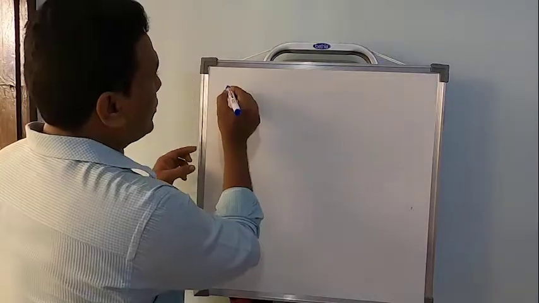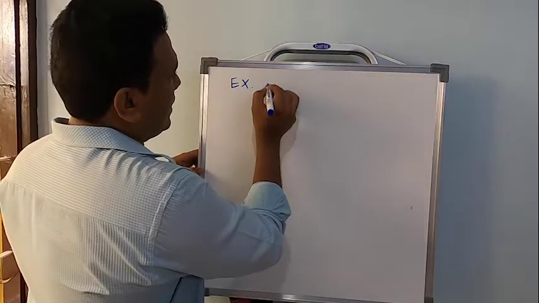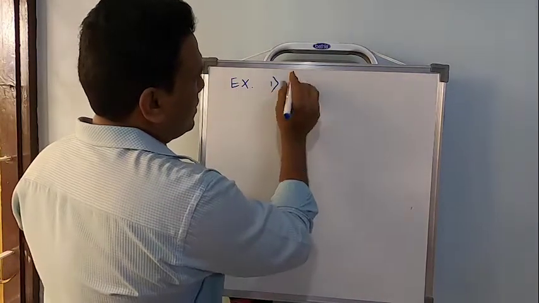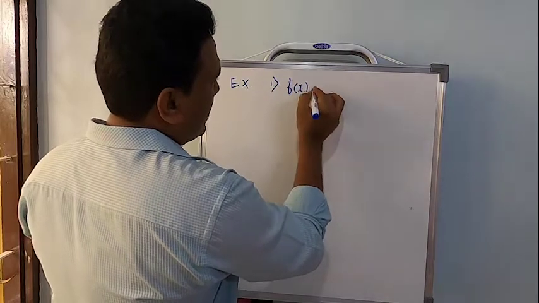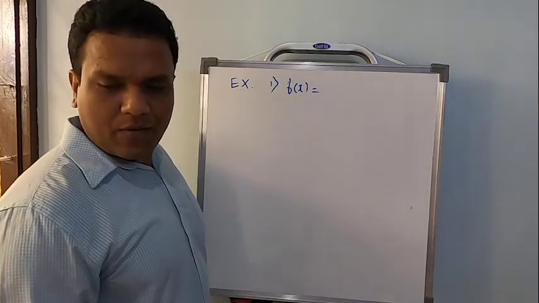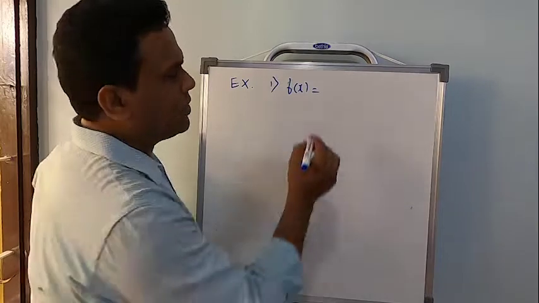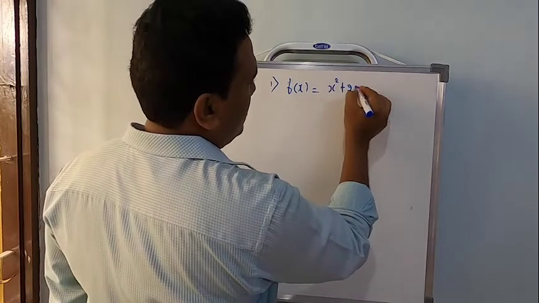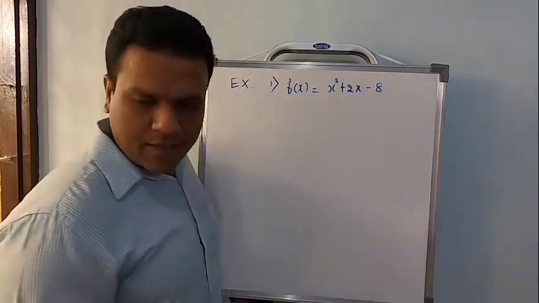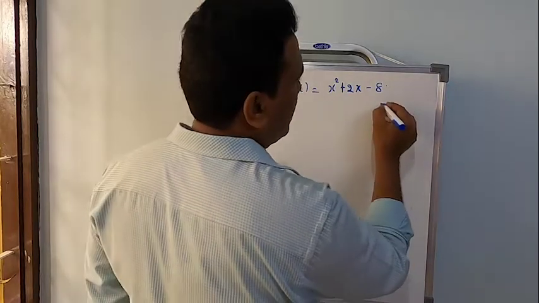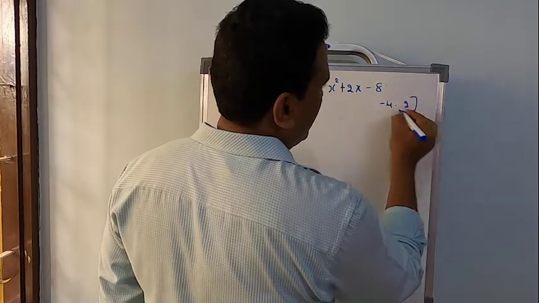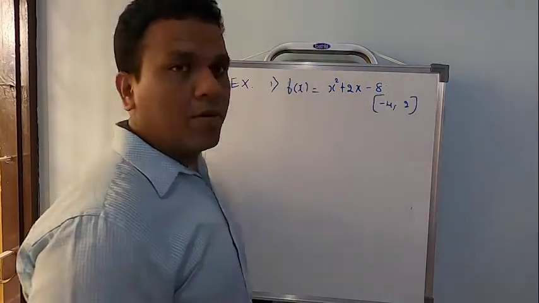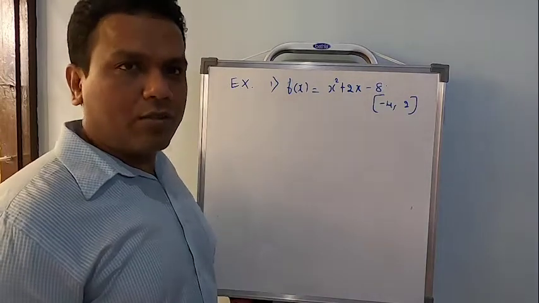Now we are moving on to exercise problems from NCERT. Under the first one, the problem is given as: verify mean value theorem for the function x square plus 2x minus 8 and the interval they said minus 4, 2. So we have to verify what? We have to verify Rolle's theorem.